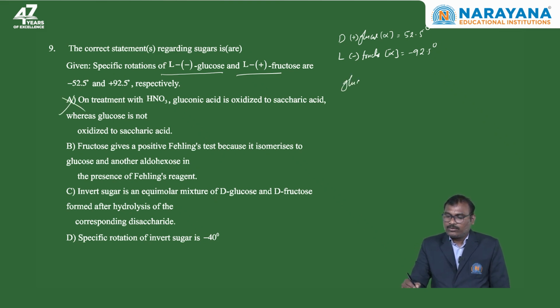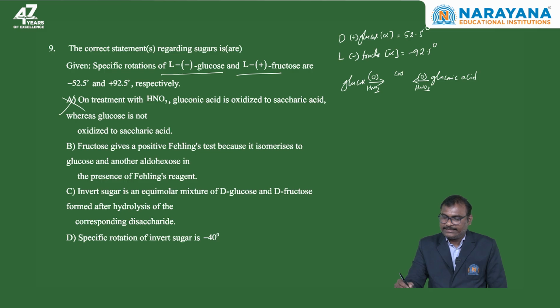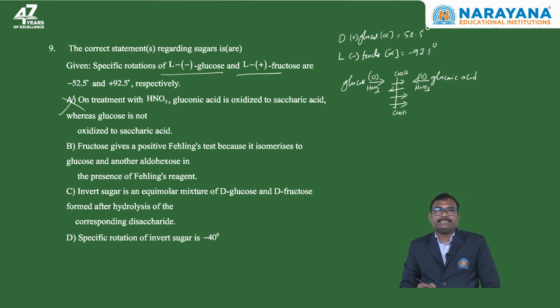Since either glucose or gluconic acid, both on oxidation by HNO3, both will give what is that? Saccharic acid. Both can give saccharic acid.